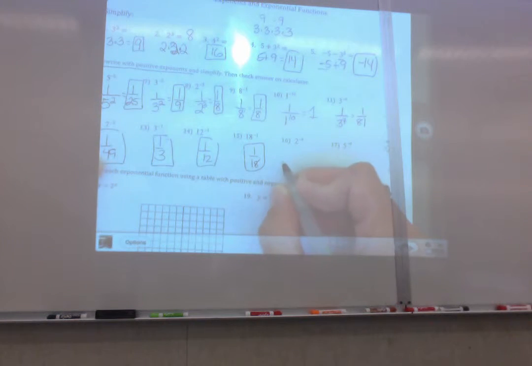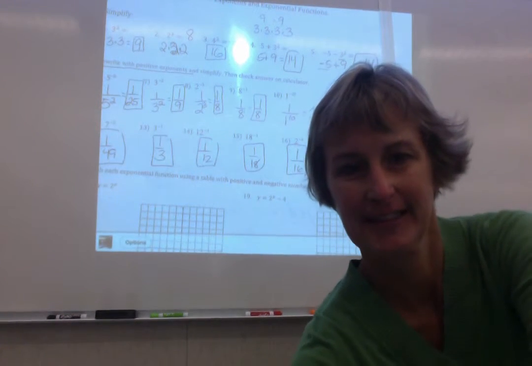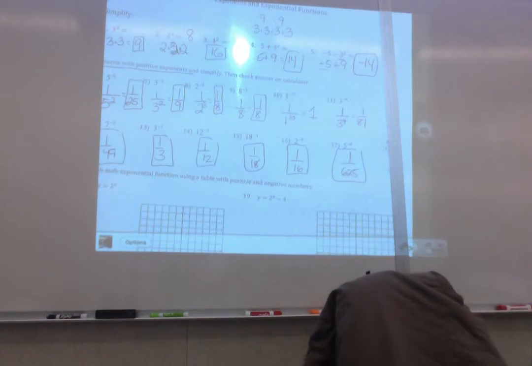And I have trouble seeing Molly. What do you have for 16? 116. Thank you. And let's see. This one's a hard one. Who wants it? Mr. Amick. 1 over 625. Do we agree with him? Yes. Nice. Okay, let me see how our time is. We have time to keep going on them.